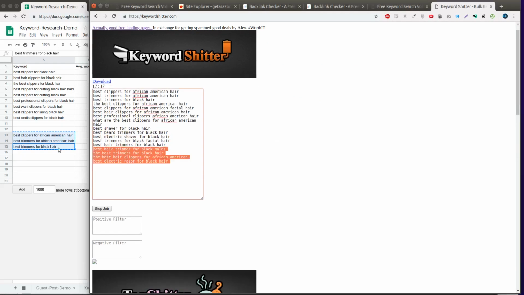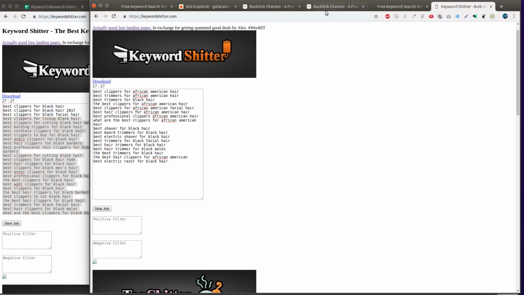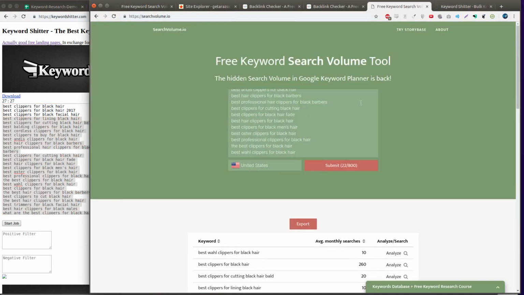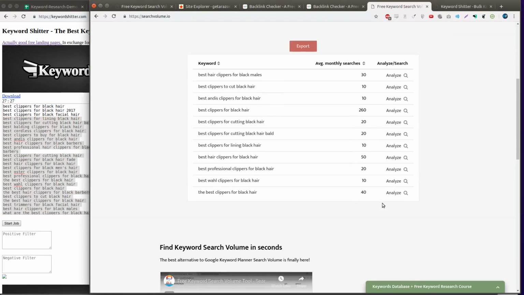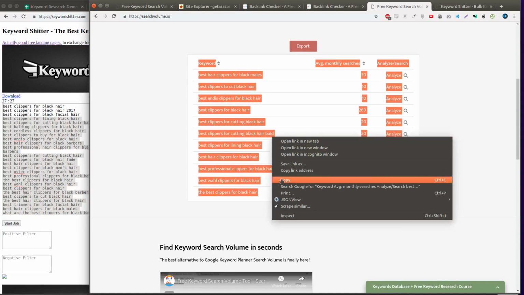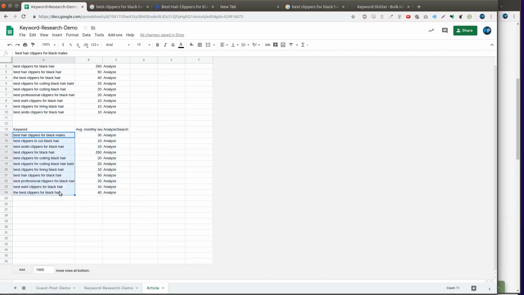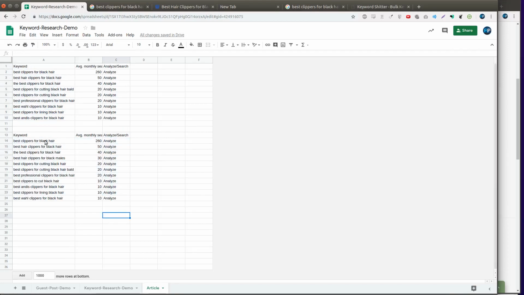Alright, this has been running for about 4 minutes or so, so we're going to grab these, shove them in here, and we'll go back to searchvolume.io, submit all 25, and we get another list of keywords with a few more that actually have some search volume. Delete this, and you can see now we have 11 keywords instead of 9. So we picked up an extra 2 keywords. So we have our 11 keywords here.